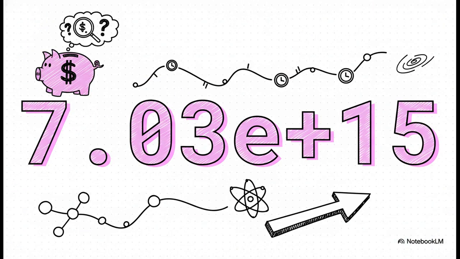Okay, but what if we could get a loan? How long to pay it off? Well, it would take you, wait for it, over 7 quadrillion years. Just to put that into perspective, the entire universe is only about 13.8 billion years old. You wouldn't even make a dent.